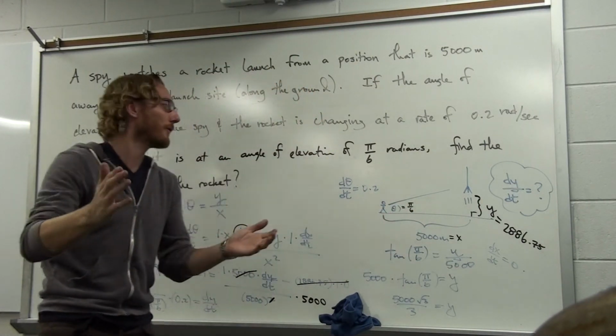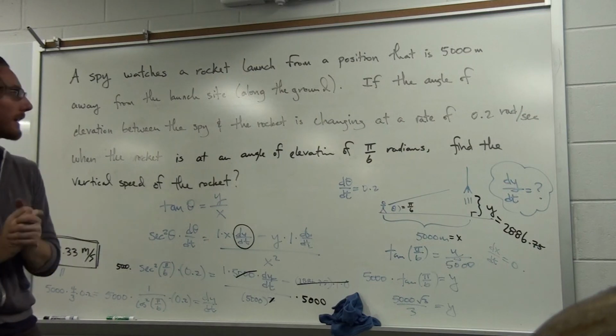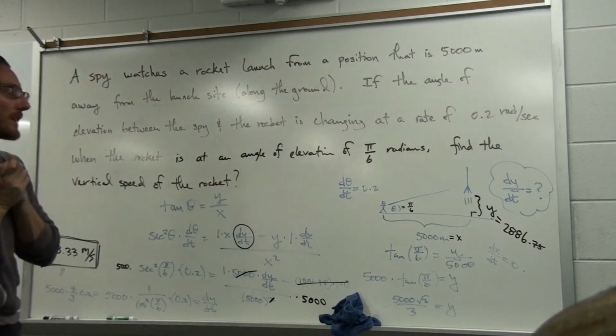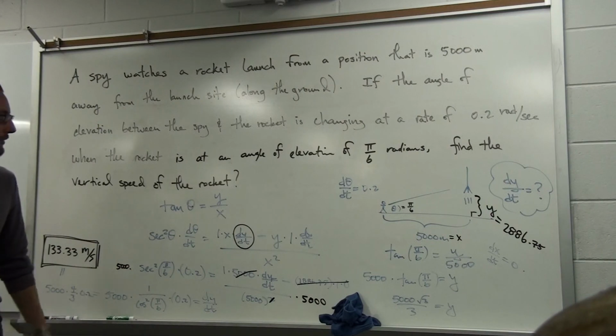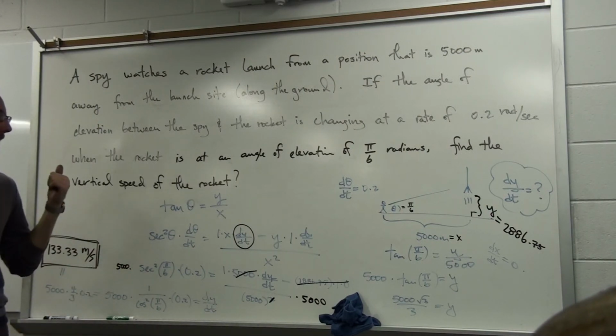And we got all of this information simply by knowing how far we were away from the launch site, something that you very well could know if you were spying on a rocket, and how fast the angle was changing as the rocket was rising, something else you could very well know if you were watching the rocket from afar. And we did it all using calculus and our knowledge of how to relate rates when the variables are changing with respect to time.